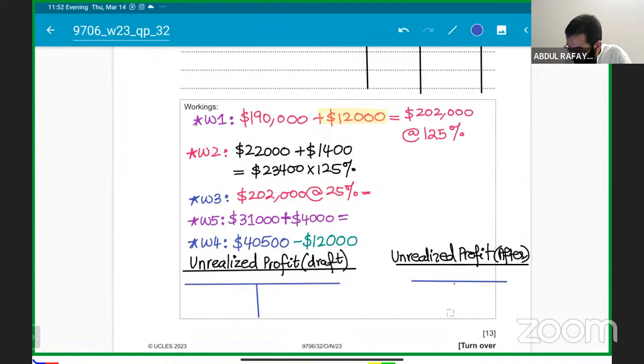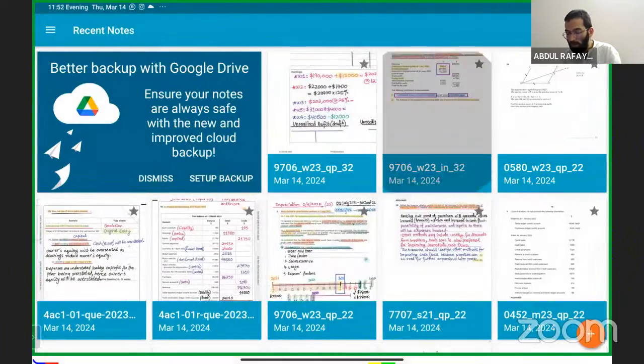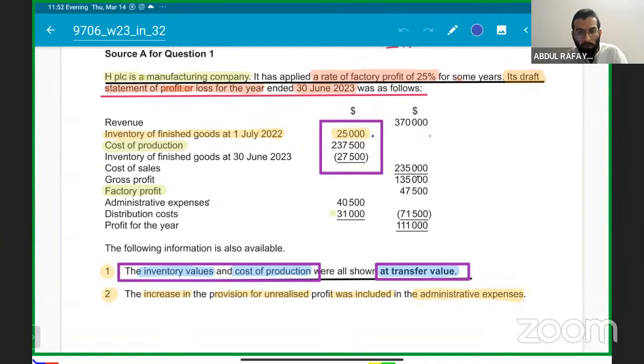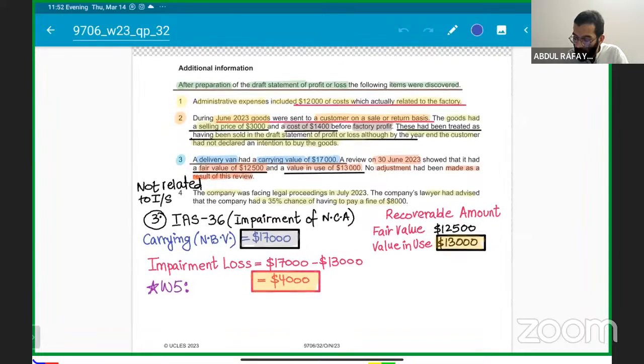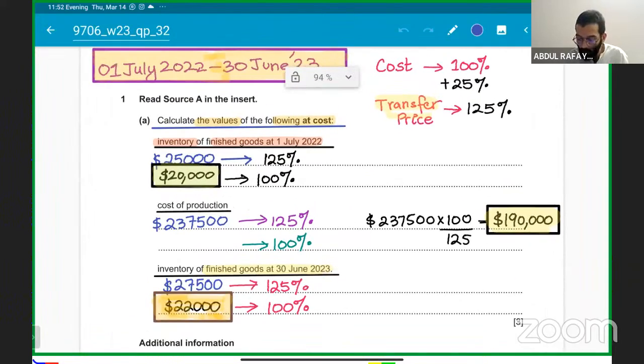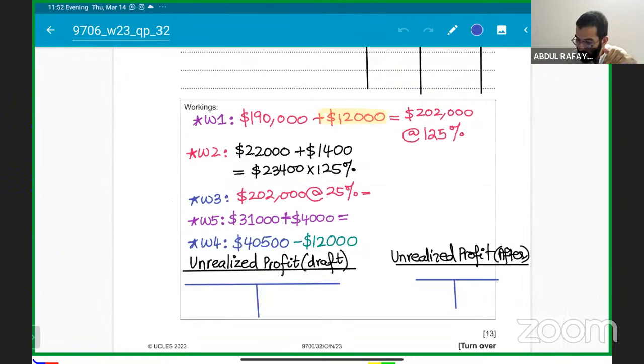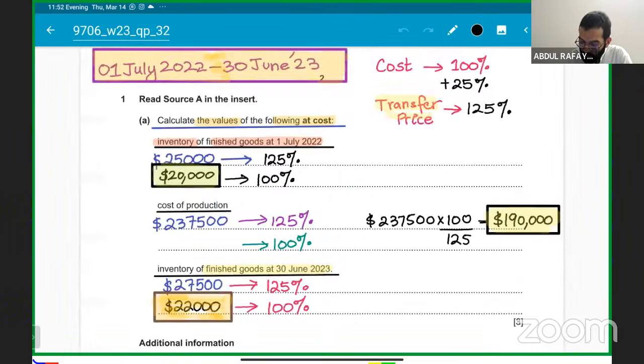If we look from the perspective of the old one, okay guys, follow carefully. If we look from the perspective of the draft one, 25,000 was the transfer price here and 27,500 was the transfer price. So if you look at the opening inventory, what was its cost? Guys, follow carefully. Let's go back to part A; we need to take help from part A. Opening inventory is 25,000. At transfer price, cost is 20,000, which means, sir, 5,000 is the opening unrealized profit. 5,000 is the opening unrealized profit. 25,000 transfer price, 20,000 cost. So the 5,000 is the unrealized profit.